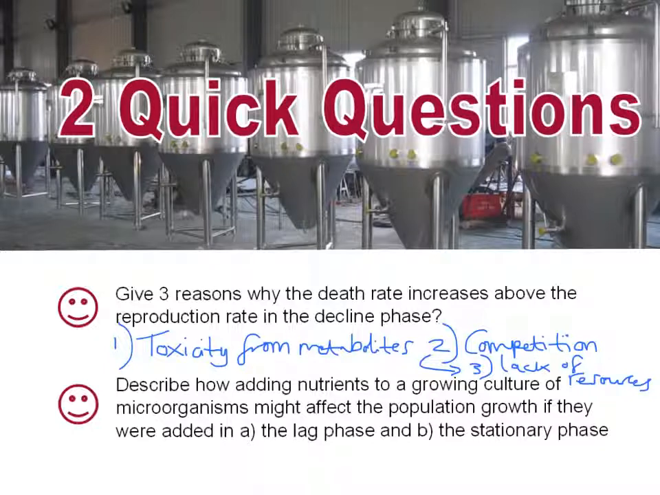The second question here says, describe how adding nutrients to a growing culture of microorganisms might affect the population growth if they were added in A, the lag phase, and B, the stationary phase. Well, let's have a think. In the lag phase, if those cells aren't particularly reproducing at all, if they're active but not reproducing, then we're not likely to get a very big effect. It says, how might it affect the population growth? It wouldn't really affect that population massively, because in the lag phase, those cells aren't actively reproducing.